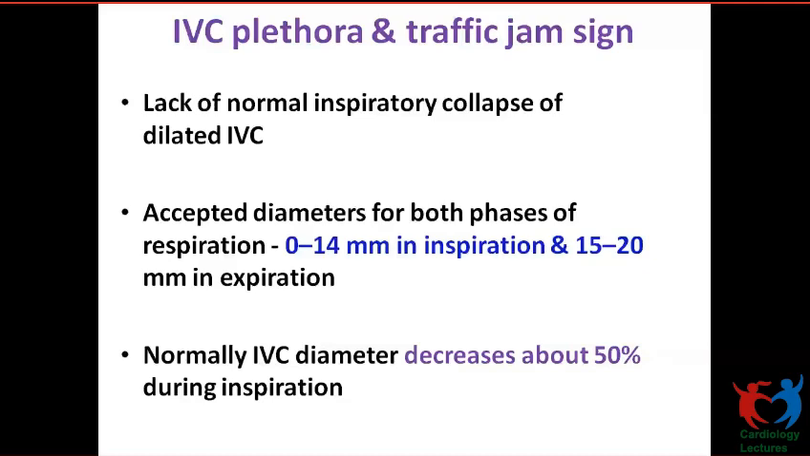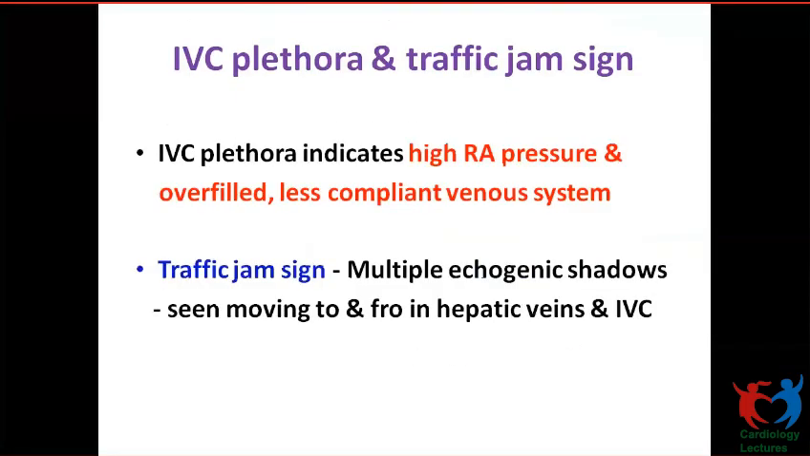During inspiration, up to 14 millimeter. During expiration, between 15 to 20 millimeter. Normal collapse is more than 50%. So IVC plethora. What is IVC plethora? Non-breathing IVC. That means there is no collapse during inspiration. It indicates high RA pressure and overfilled, less compliant venous system.